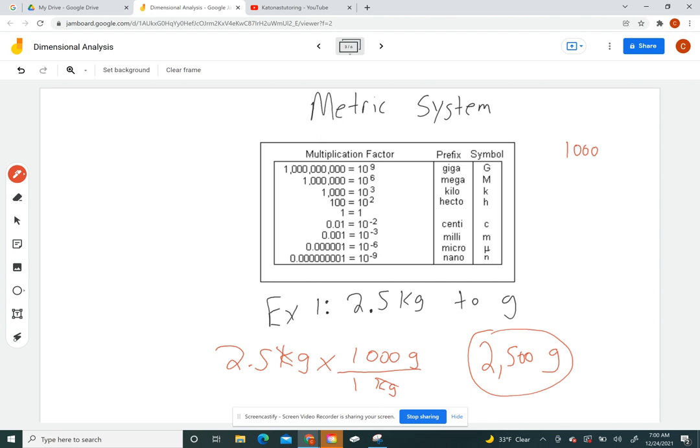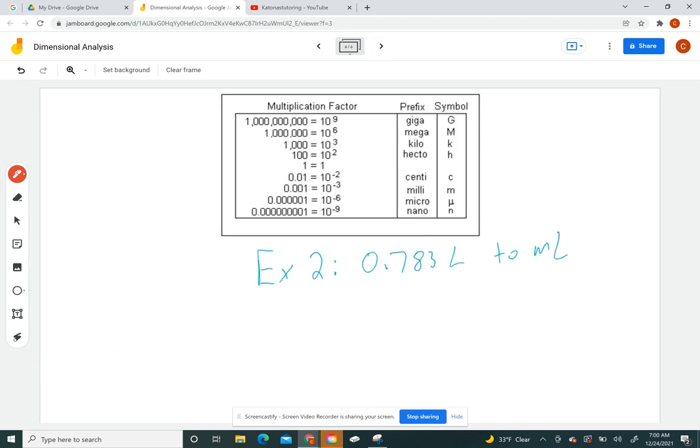So let's check the next problem. Again, I gave us a chart, and now I want to go from liters to milliliters. So keep in mind, liters are bigger than milliliters, so let's see what happens. I'm going to start with my known value, 783 liters, and I'm going to set up a conversion factor that relates liters to milliliters.